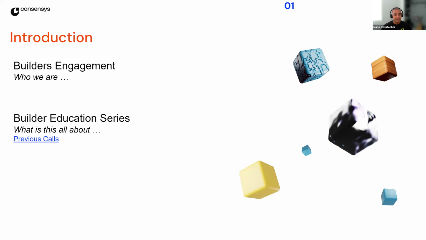So with that said, let's get into some introductions. My name is Mario Christopher, and I'm a solutions architect with the Builders Engagement team. The Builders Engagement team works very closely with the Snap product, and we are usually the first line of interface between builders and the Snap products. As a team, we conduct onboarding calls where we introduce new builders to the whole process of Snap building, how we get from an idea all the way to allow listing and beyond.